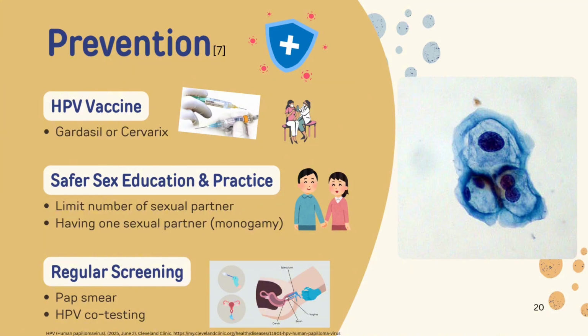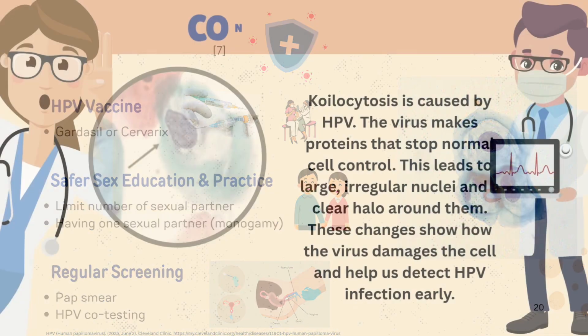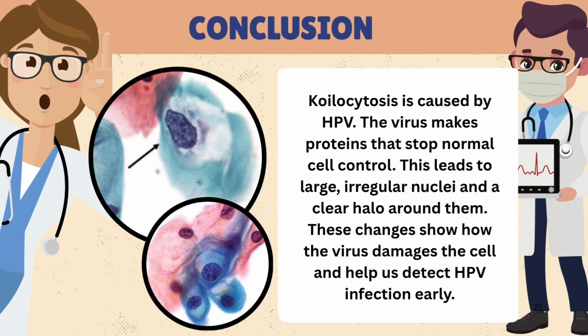By following these prevention steps, we can significantly lower the risk of HPV infection and the potential development of cervical cancer. In conclusion, koilocytosis is caused by HPV. The virus makes proteins that stop the master control. This leads to large irregular nuclei and a clear halo around them. These changes show how the virus damages the cell and help us to detect HPV infection early.